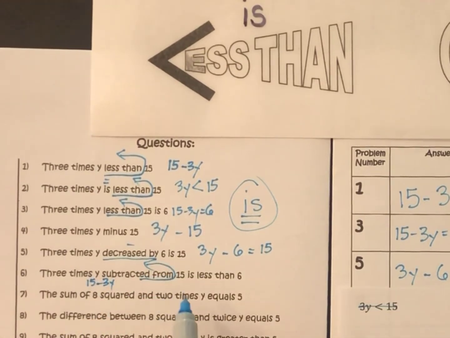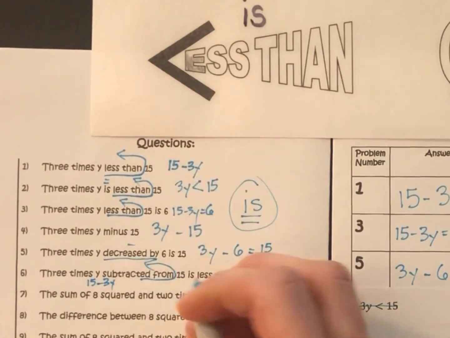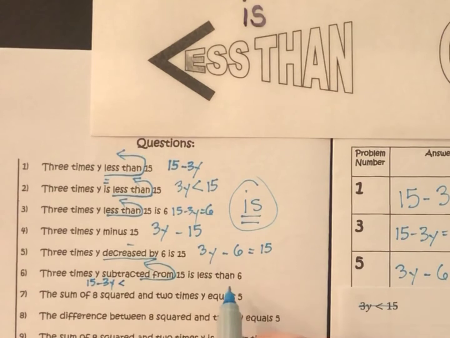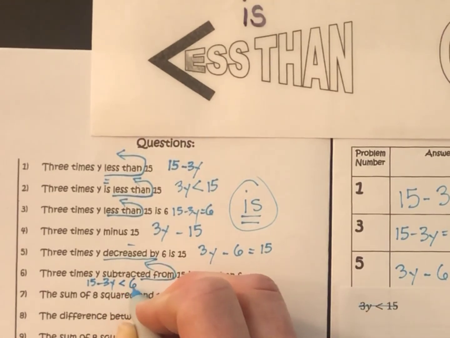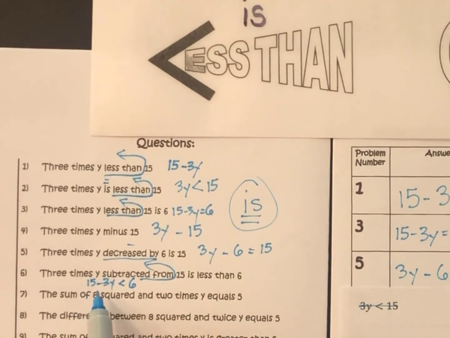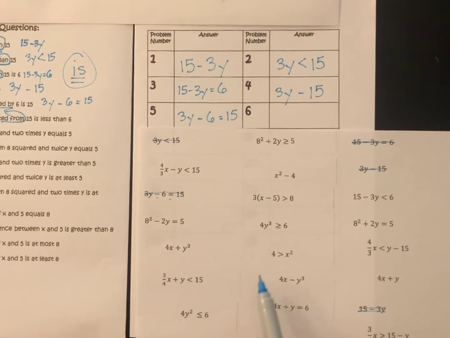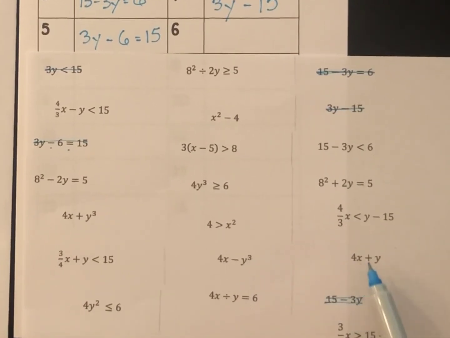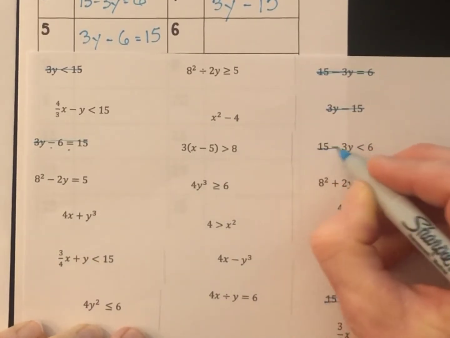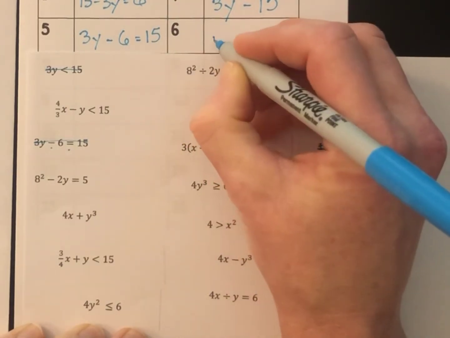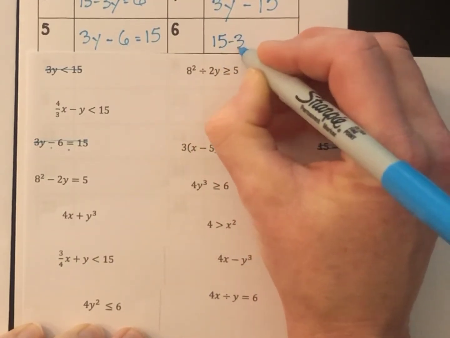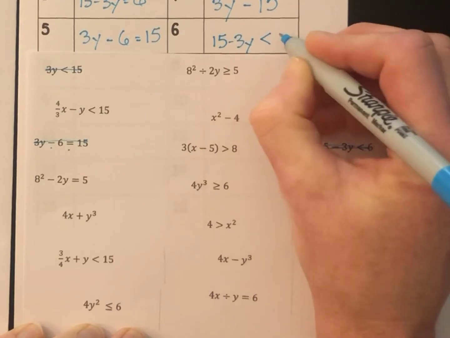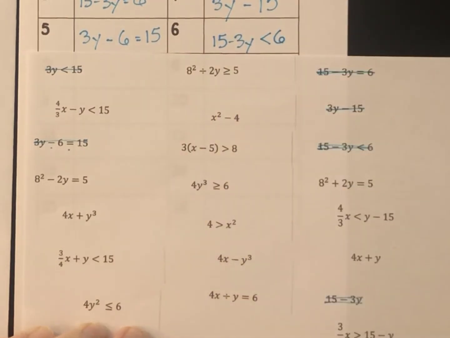All right, now, is less than, that's this symbol, 6. 15 minus 3y is less than 6. There we go.